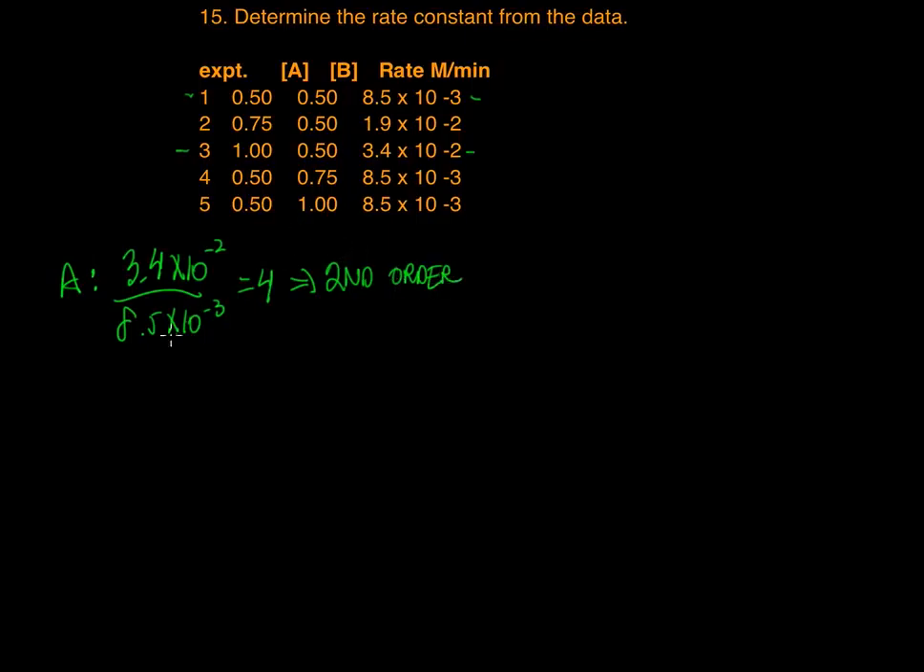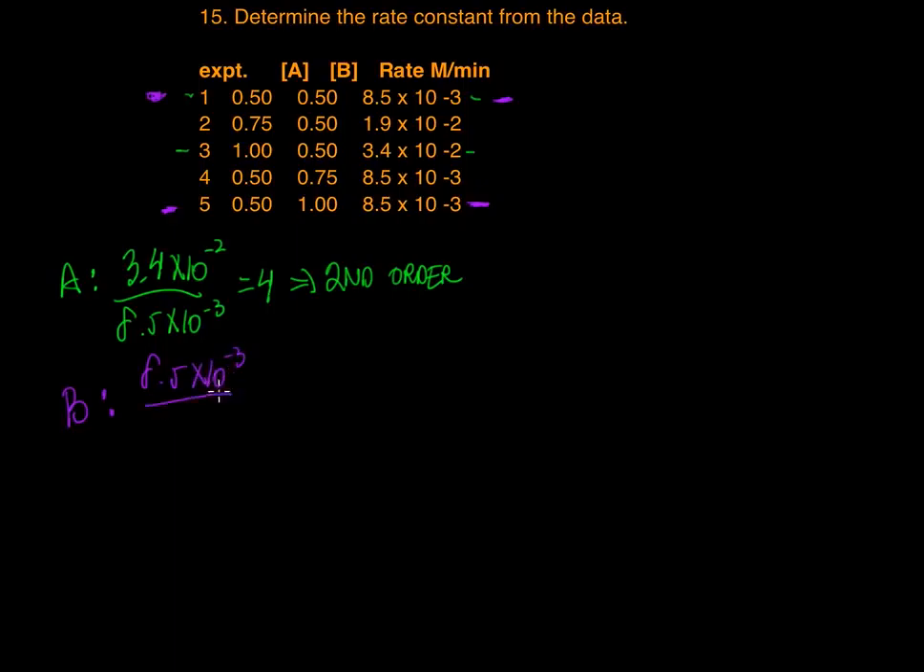for this reactant A. Now, let's do the same process for B. We want to pick a couple of experiments where the concentration of B is doubling, and we want to make sure A is constant. So it looks like experiments 1 and 5: the concentration of A remains the same at 0.5, but the concentration of B doubles from 0.5 to 1. We take the higher rate and divide it by the lower rate, and it just comes out to be 1.